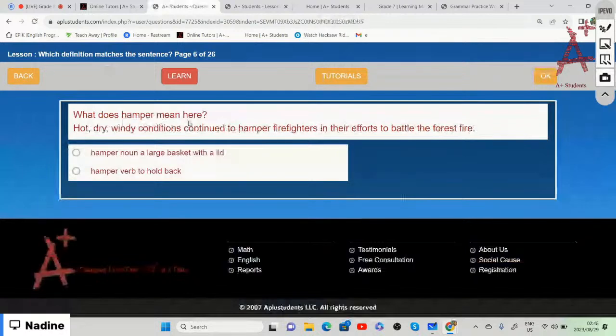So, what does hamper mean here? Hot, dry, windy conditions continue to hamper firefighters in their efforts to battle the forest fire. So, hamper is a noun, a large basket with a lid, or a verb, to hold back. So we can say it is to hold back. It is holding them back from putting out the fire, for example.